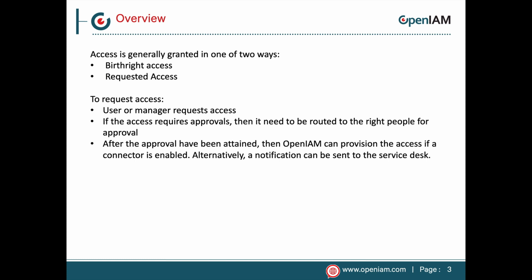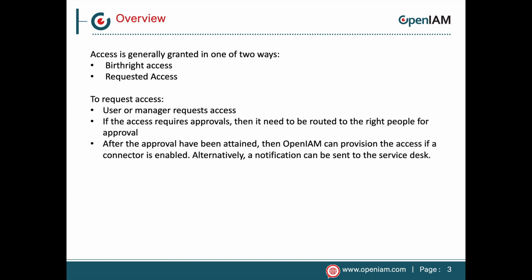Another way to gain access is by creating a request. Either the employee or their manager can create a request for an account or entitlements. If the access requires authorizations, then one or more people may be required to approve the request. Once all the authorizations have been obtained, the system can either automatically provision access or a notification can be sent to the service desk to have someone manually provision the access. Even if access is provisioned manually, there are compliance benefits to this process.